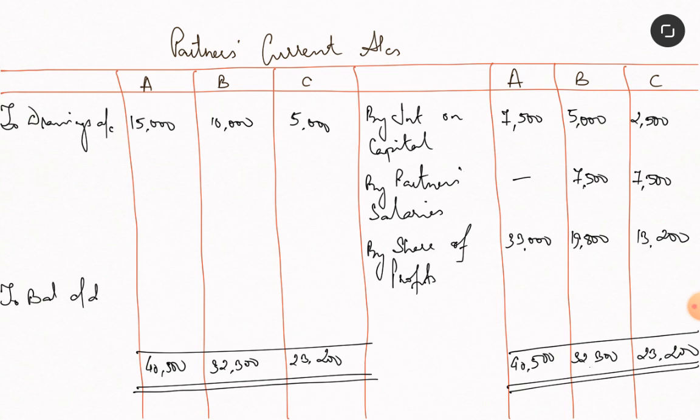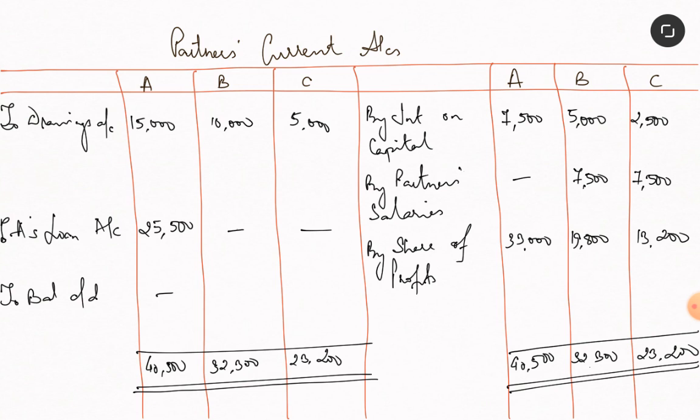A is the retiring partner. A will not be receiving any amount in the form of balance. Instead, we have to close his account by preparation of another account known as loan account. So to A's loan account. Any balance for A will be transferred to his loan account. Now let's see what is the balance for A. 40,500 minus 15,000. A's loan account is rupees 25,500. As stated, A's loan account will only be for A, right? So B and C, nil amount.